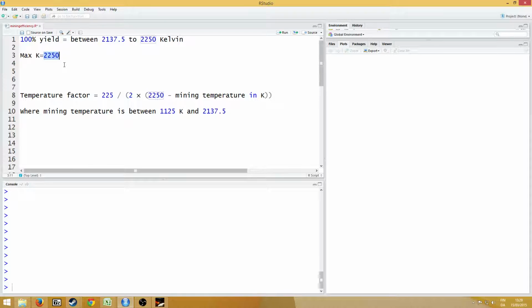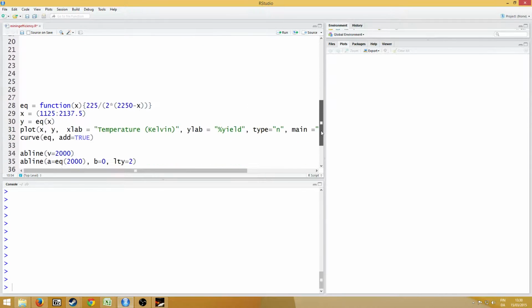So then there is a temperature factor, which basically describes the percentage of the maximum yield you get. I won't go really much into detail, but in case you want to know, the temperature factor is 225 divided by 2 times 2250 minus the mining temperature that you beamed the asteroid at. And so basically this calculates, if you don't beam it at the right temperature, how much do you still get from the asteroid? And the mining temperature in this formula is supposed to be between 1125 Kelvin, which is the minimum. If you beam shorter than this, nothing happens at all, so you have to start mining again. And the 100%, 2137.